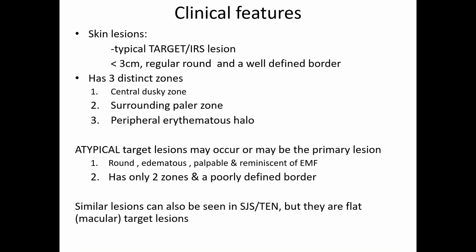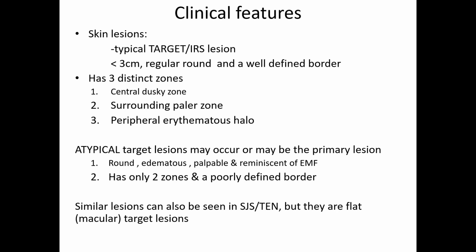Clinical features: skin lesions, and a typical target or iris lesion can be seen. It is less than 3 centimeters, regular, round, with well-defined borders, and it has 3 distinct zones: a central dusky zone surrounded by a paler zone and a peripheral edematous halo. So this gives you the clear target lesions.